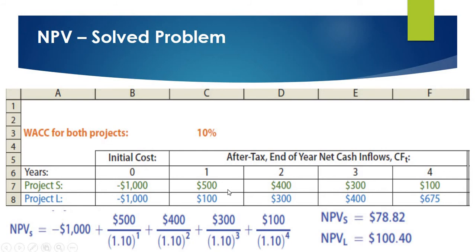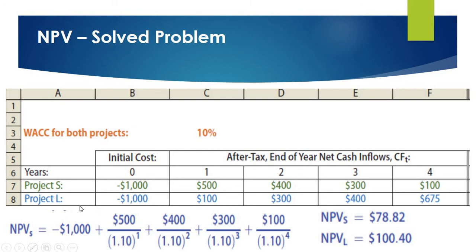Here project S will generate $500 million in year 1, then $400 million in year 2, $300 million in year 3, and finally $100 million in year 4. Based on these cash flows and weighted average cost of capital, NPV of project S is 78.82 million. So here is the calculation of project S NPV.